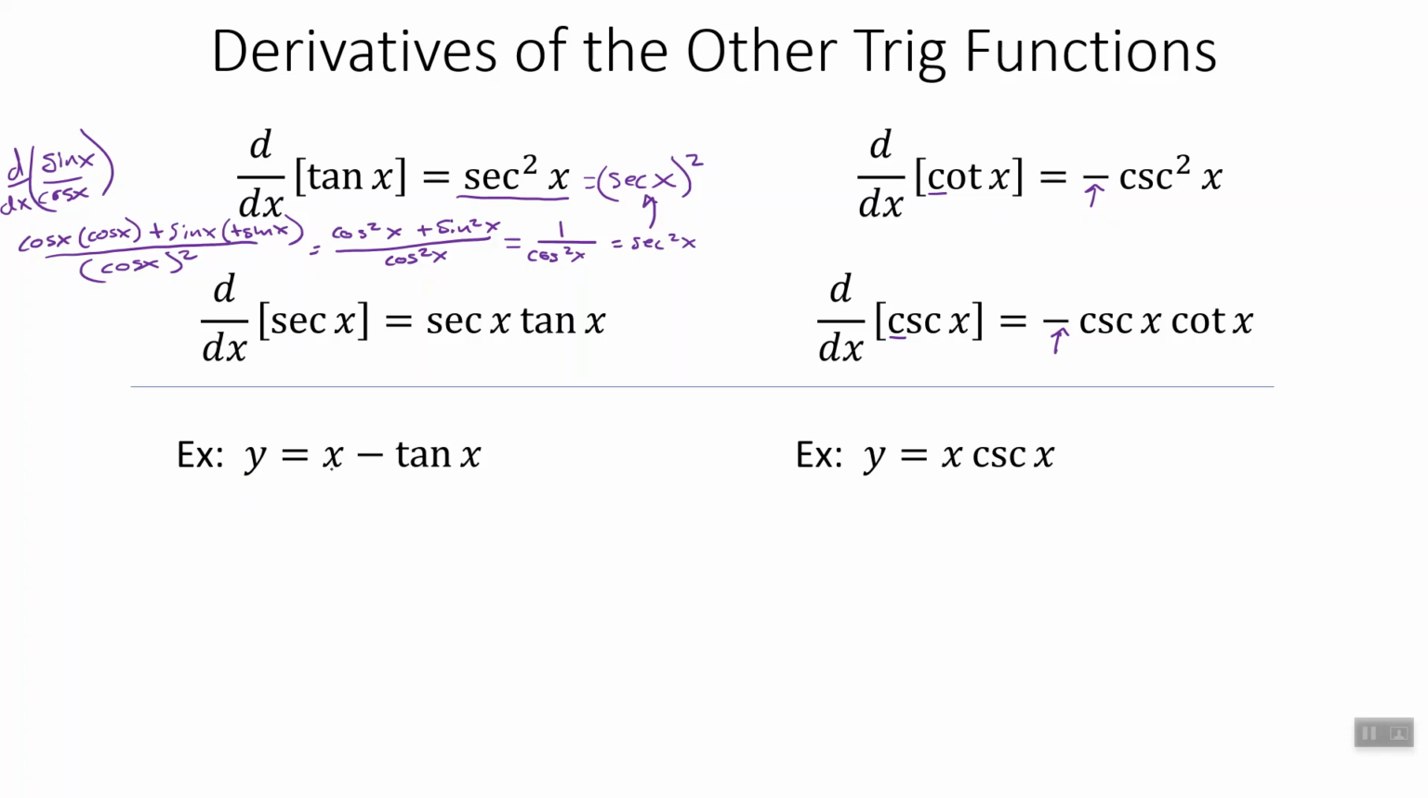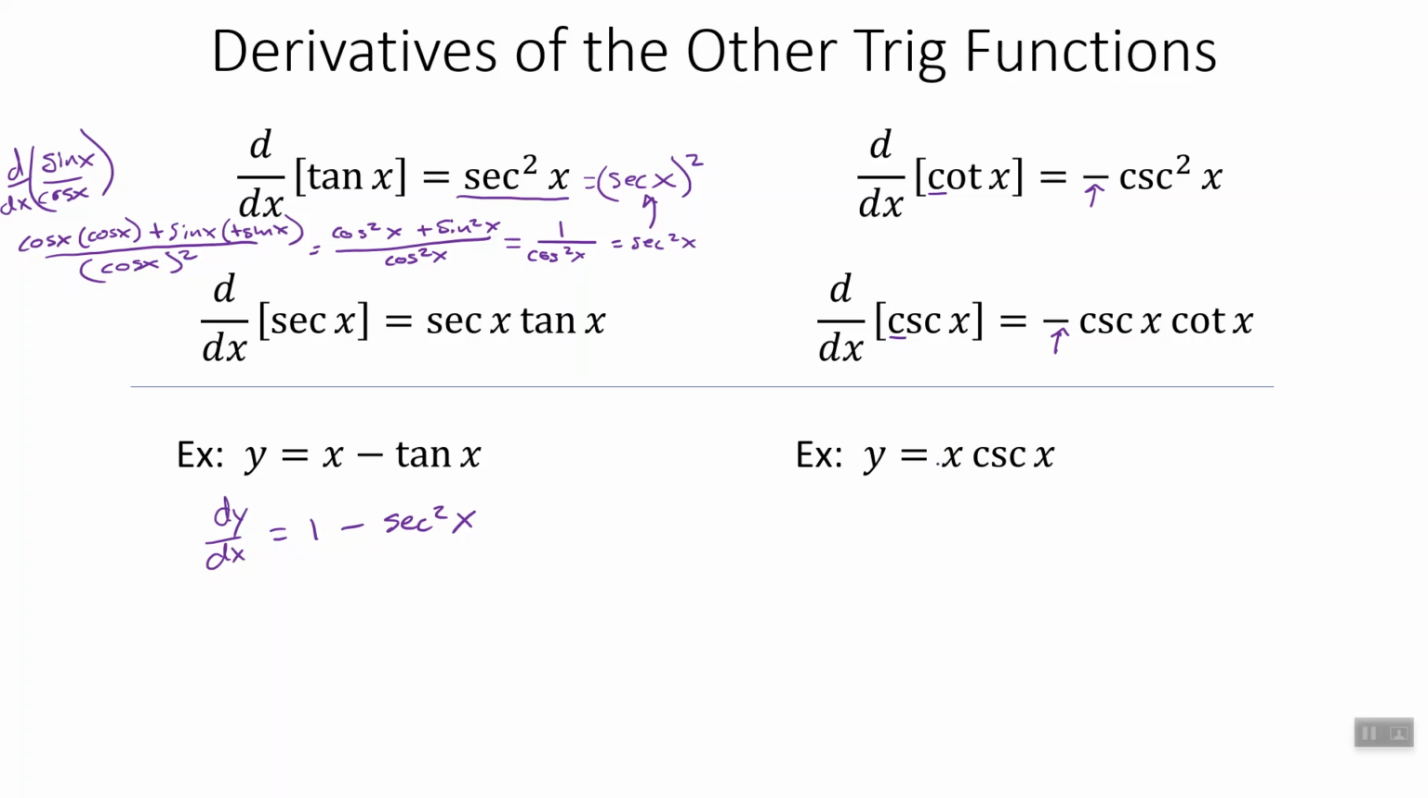Derivative of x minus tangent of x. So derivative of y we can say is dy dx, or y prime. Derivative of x is 1 minus the derivative of tangent, secant squared. Okay, there's our answer. We can simplify that if we want, or we can leave it like that. Simplifying it would involve using the Pythagorean identities, but that's fine right there.